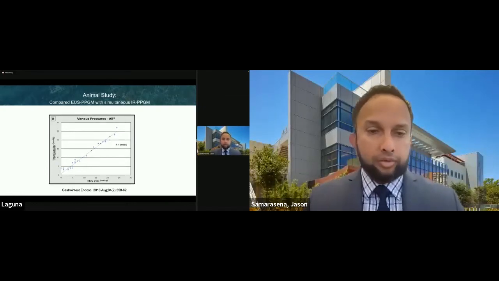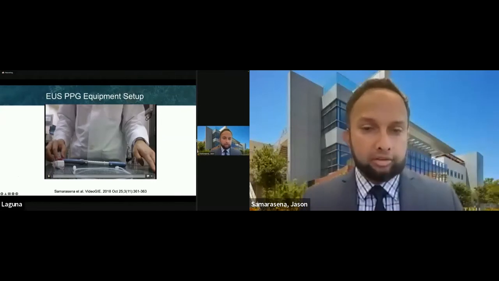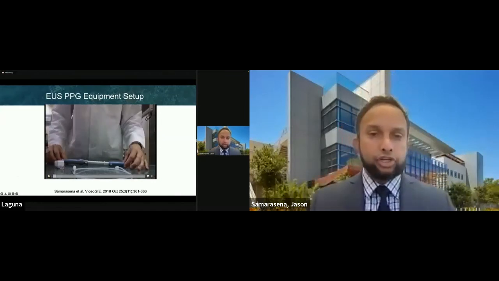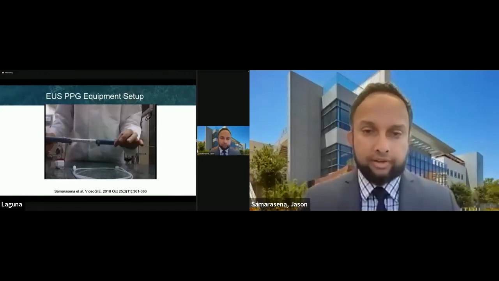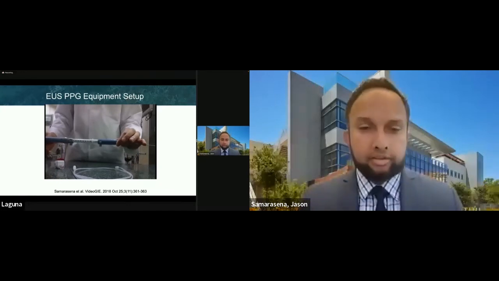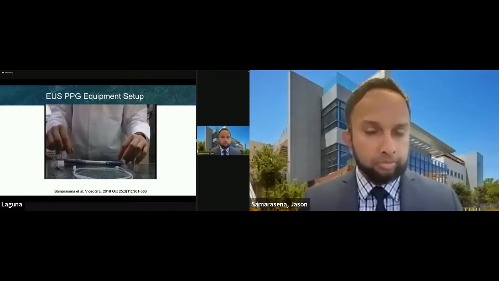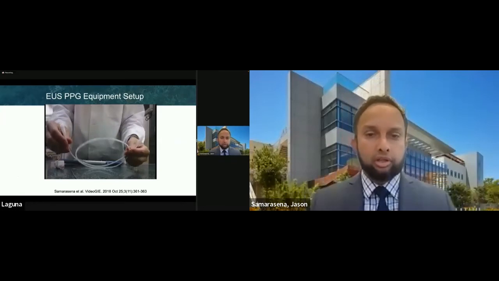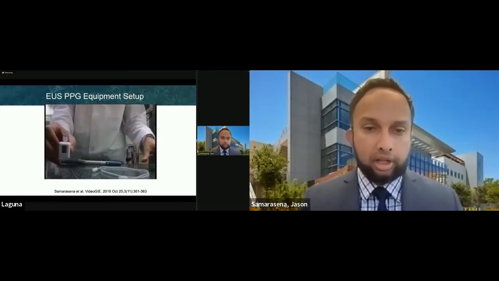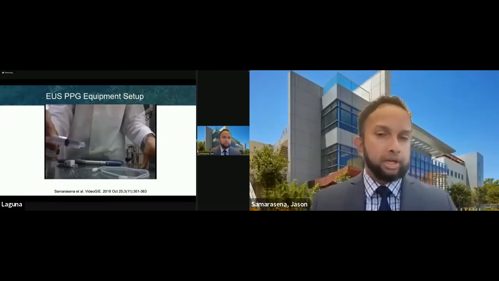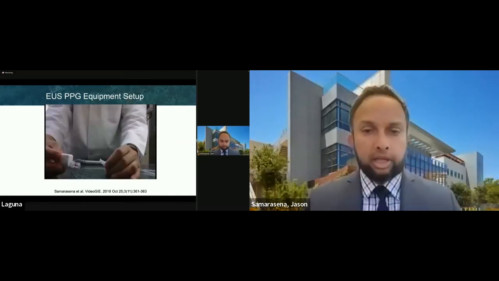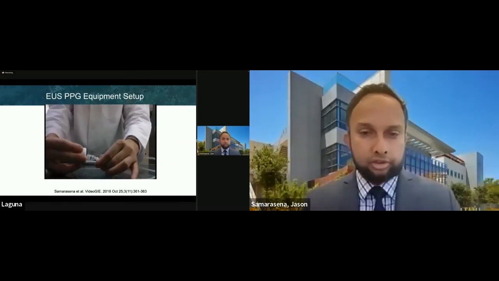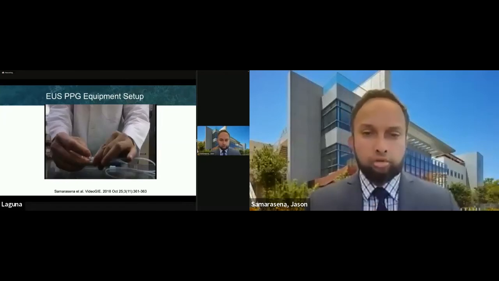This is what the setup looked like. This is a traditional 25 gauge FNA needle. This is some non-compressible tubing that will attach to the needle. This is what the compact manometer looks like, and some heparinized saline. And so to put this together, we attach the non-compressible tubing to the manometer.